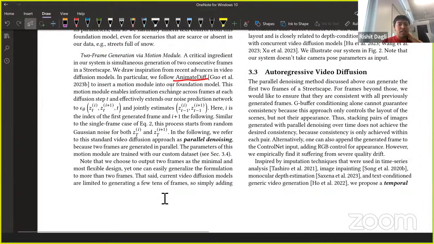And you can also very easily take this motion module that you train and just use it within Stable Diffusion. If you think about it, the motion module should be trained only on the streetscapes data, because the original text-to-image diffusion model probably doesn't have so many street views at all.